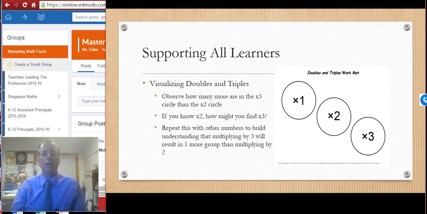Right? If the double is 8, well, what's the triple? Well, if the double is 8, then that means the original must have been 4. So that means the triple must be 12. So we're going to do that, and we're going to build all the way up through all of our times 3 facts, and we do that by starting with 1 counter and then 2 counters and 3 counters all the way up to 10 counters, and be able to lay them right on the work mat.